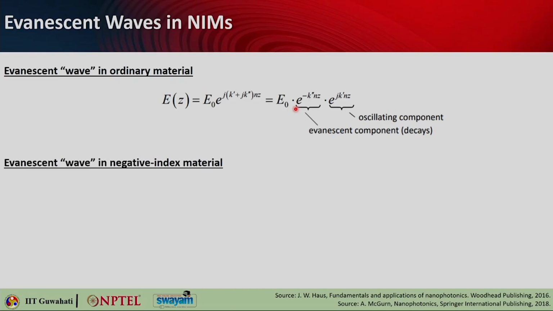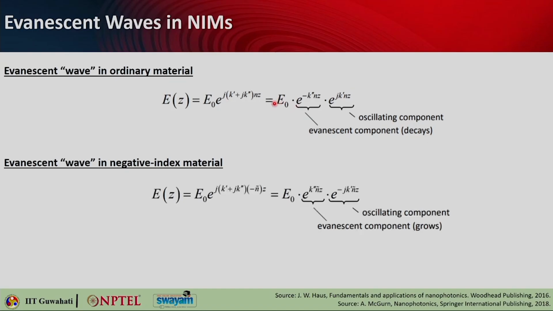Now, if you write the same wave equation in a negative index material, you can replace n by minus n, and you will see that instead of getting a minus, you are actually getting a positive factor here. So, the oscillating part remains the same, but the decaying evanescent component is now a growing evanescent component. That is the main difference between evanescent waves propagating in a negative index material. In short, the evanescent field grows in amplitude inside negative index materials.